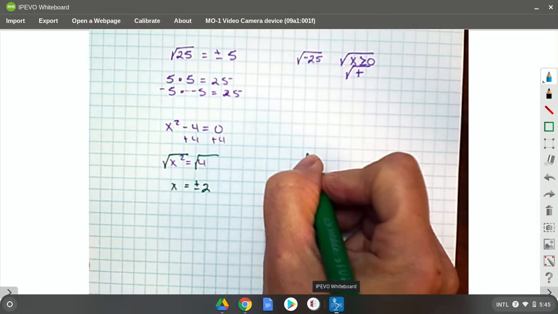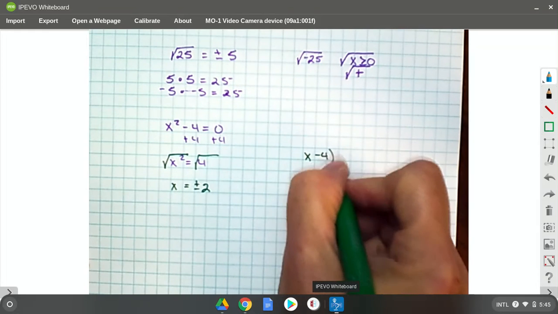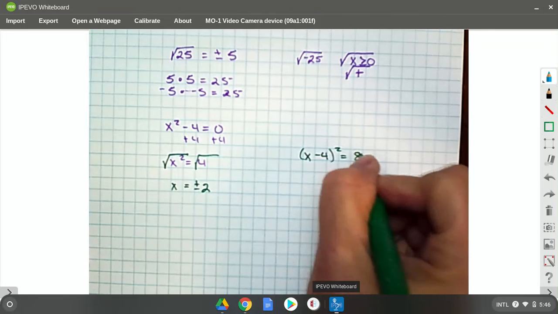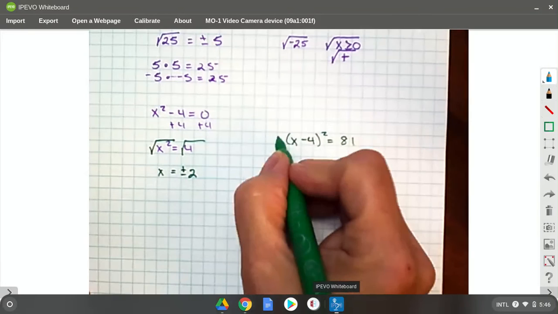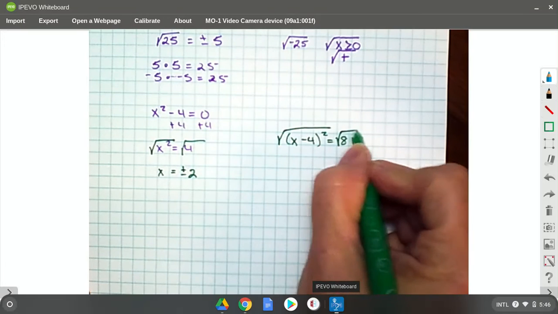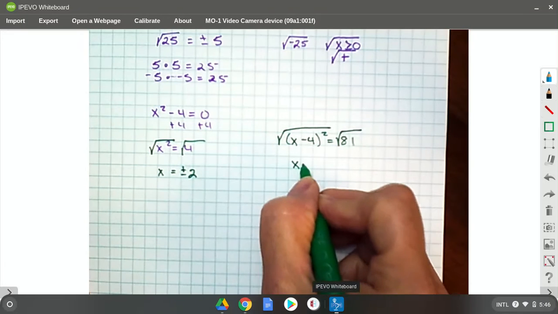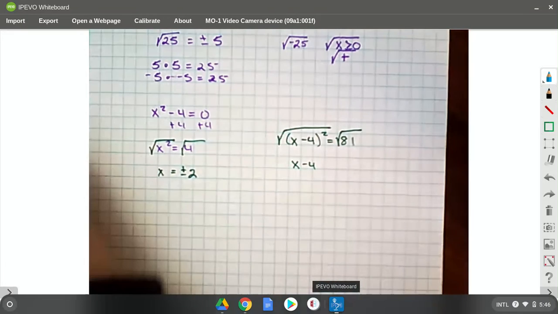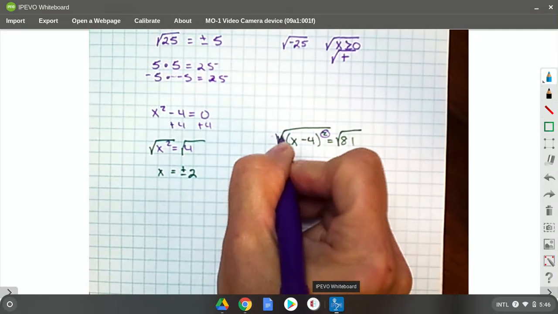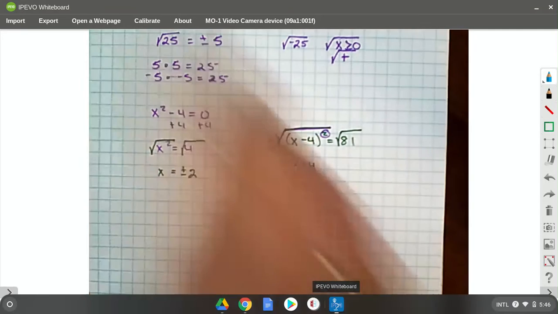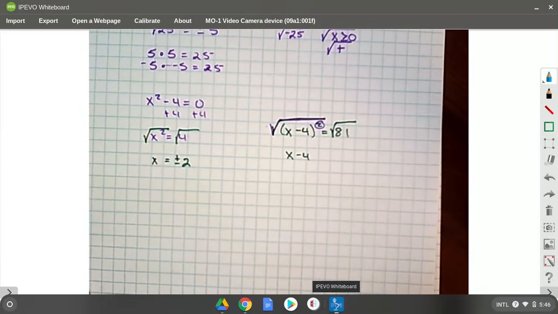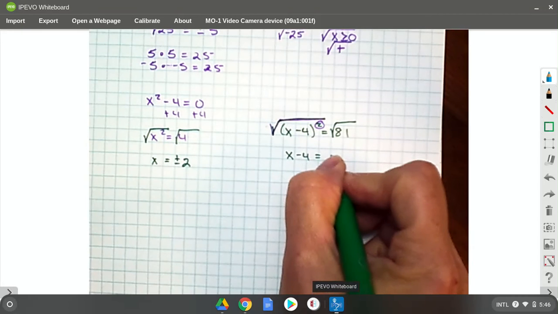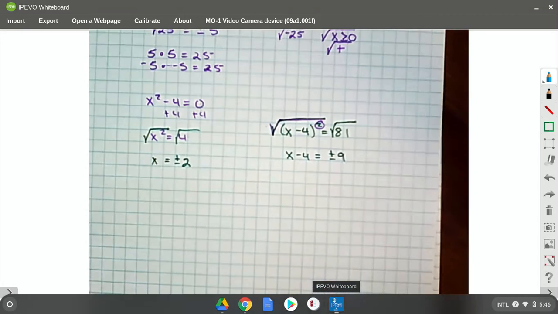what if you have x minus 4 squared is equal to 81? All right, same thing. Square root of both sides. X minus 4, because these two guys, this square and this radical, cancel each other out. That's a plus and minus, that's a multiplying and dividing. They cancel each other out. All I'm left with is x minus 4 equals plus or minus 9.